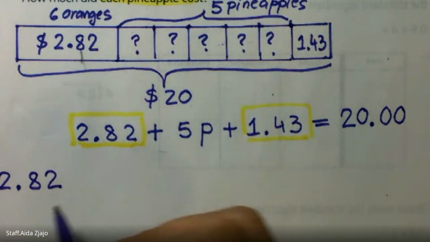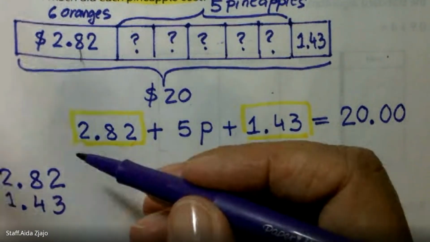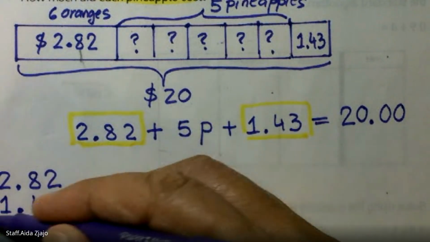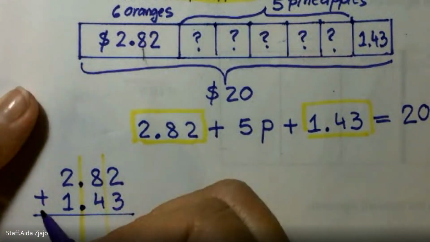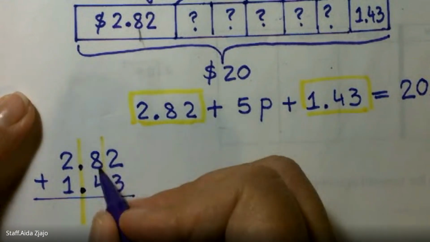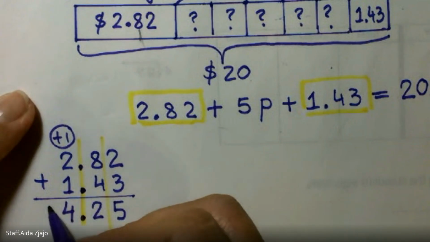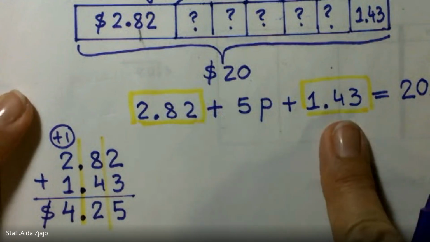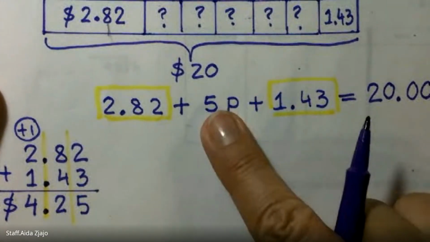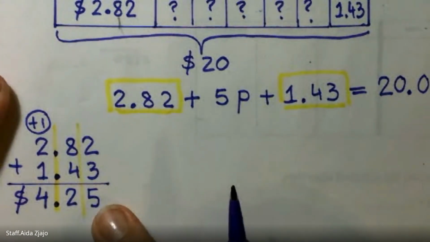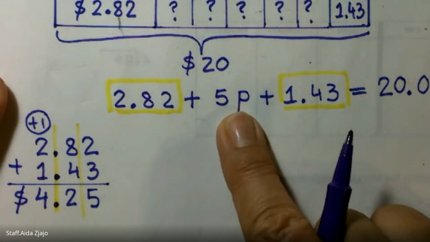2.82 plus 1.43. We need to do addition, so we're going to use the operation add. Now 2 plus 3 is 5, 8 plus 4 is 12, made one whole. So now I know that the oranges and leftover is $4.25. That tells you that if I subtract that cost from 20, it will give me how much the 5 pineapples cost.